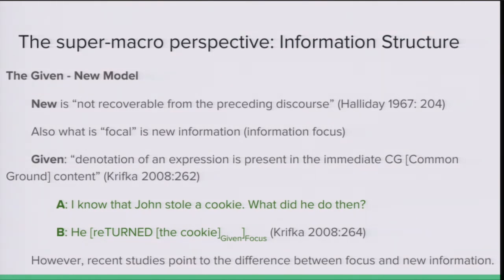So now let's look at this one example. I know that John stole a cookie. What did he do then? And it was like he returned the cookie, right? So this is something focused. That's the answer to what did he do. And the whole of this cookie is given, so you know about the cookie, you won't focus the cookie.